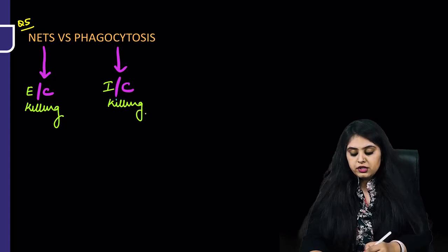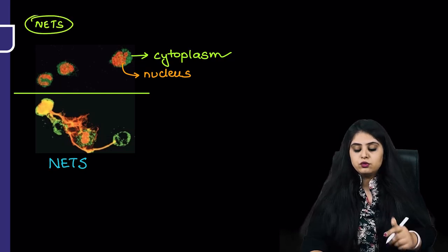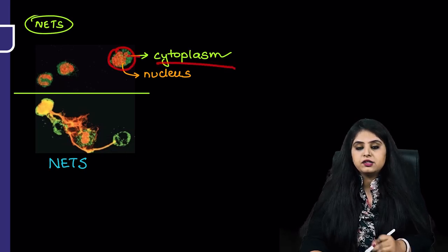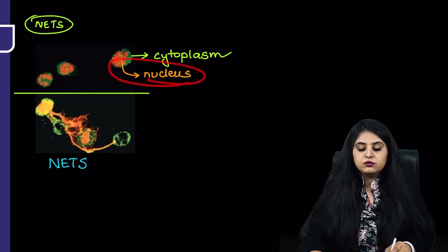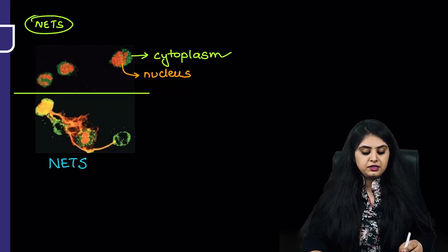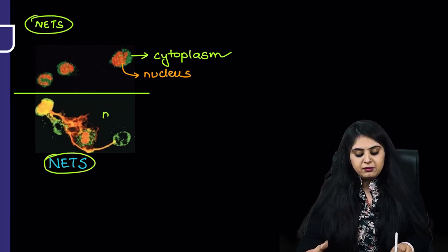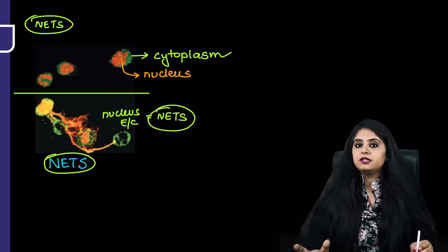There's one picture that you have in Robbins for nets which you have to know. These are two photos. In the first one they have given you color coding, that green color is for the cytoplasm and orange color is for the nucleus. In the next photo I see all of that orange color has gone outside. So what are they trying to show? Nucleus has gone outside, and that means the nucleus being extracellular is a case of neutrophil extracellular traps. I hope everyone is okay.